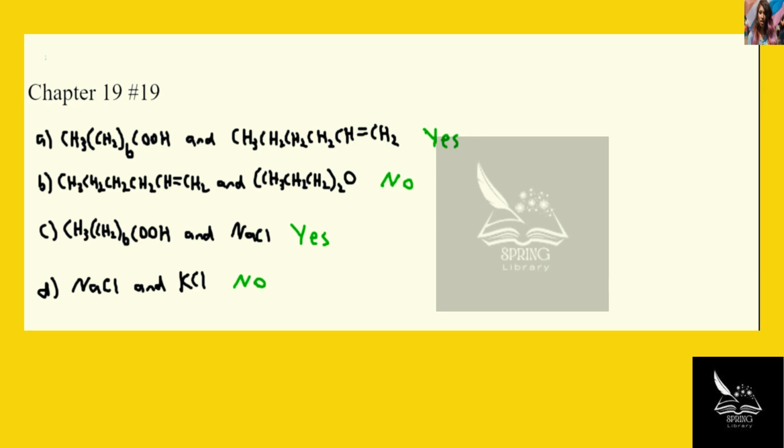And so, again, the way to solve this problem is to recognize that we need to look for differences in solubility properties. And if we have those differences between two molecules, then we are able to separate them by liquid-liquid extraction. And if we don't have that key difference in solubility properties, then we can't separate them by extraction. And that's the answer to Chapter 19, Problem 19.